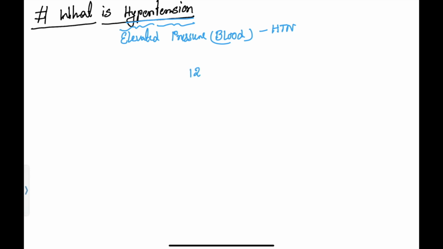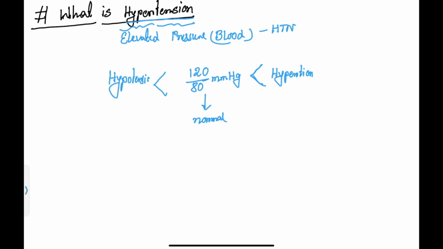Now when the blood pressure is 120 by 80 mmHg, we call it normal blood pressure. Okay, now when the blood pressure is more than 120 by 80, we will call it hypertension, that means elevated BP. When the blood pressure is less than 120 by 80, we will call it hypotension. So hypo means less and hyper means more, BP more and BP less.